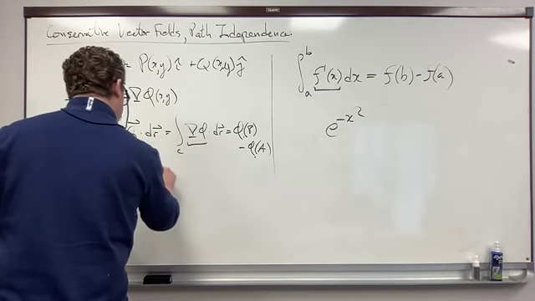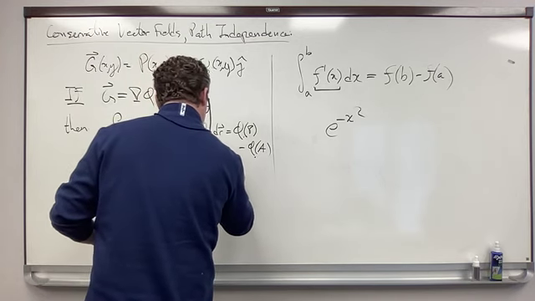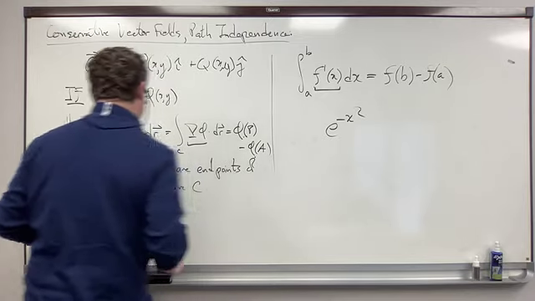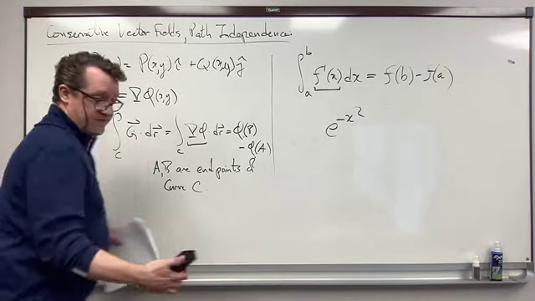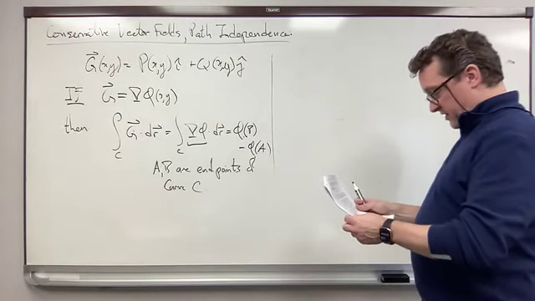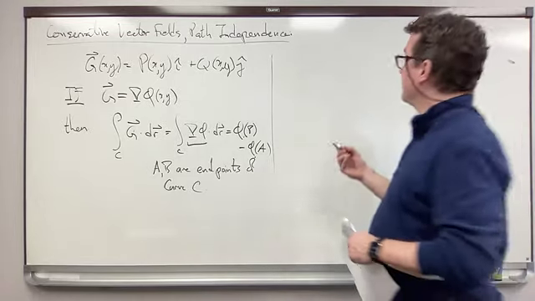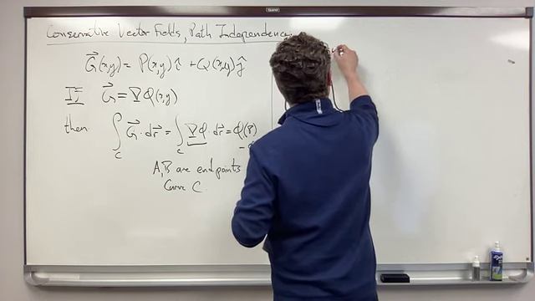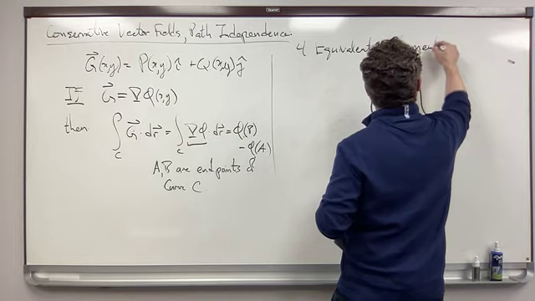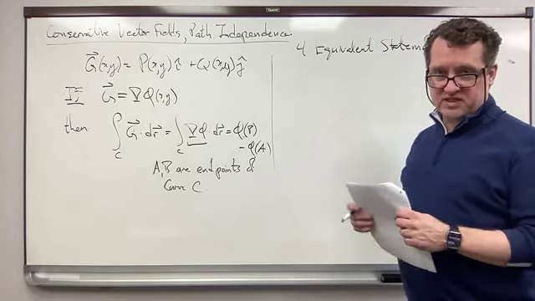Okay, where A and B are the endpoints of the curve C. If this is true, then we're going to call this vector field G conservative. And then the really important thing is there are 4 equivalent statements. In other words, if any one of these 4 things is true, the other 3 must be true.